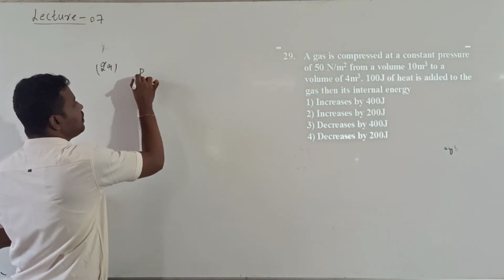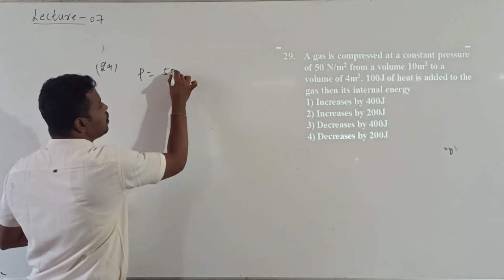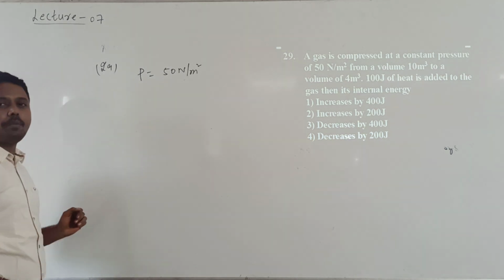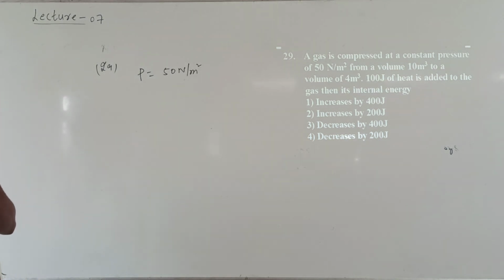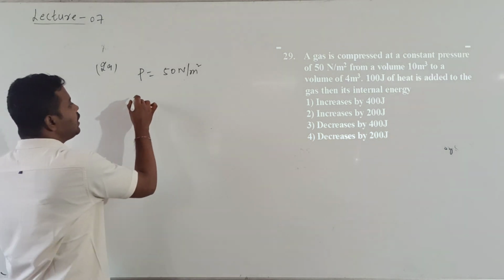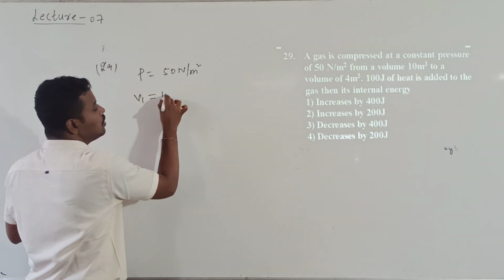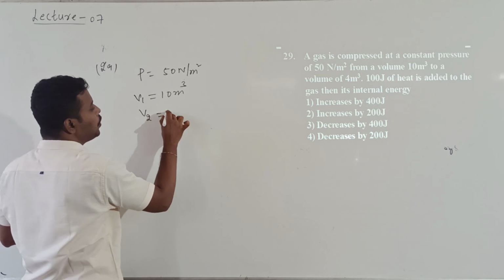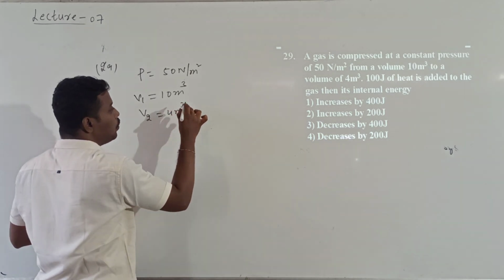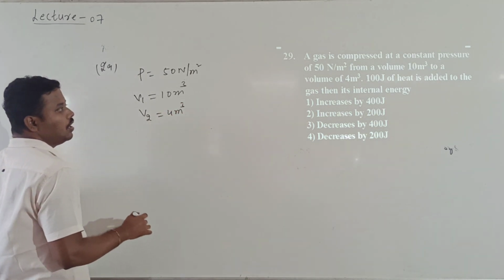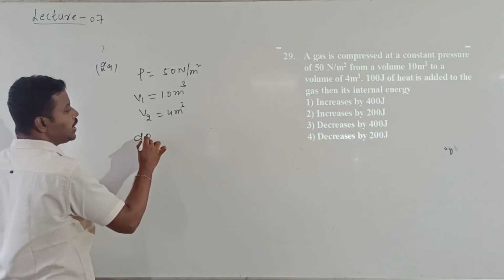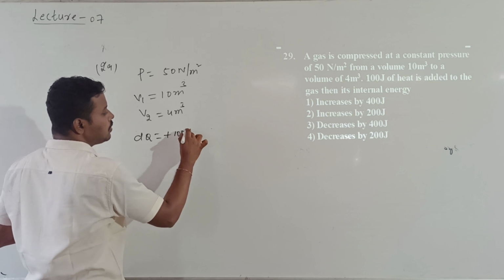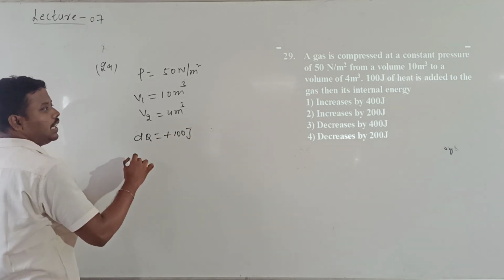So a gas is compressed at a constant pressure. Whenever pressure is constant, what is the process name? That is called an isobaric process. Now, Newton per meter square. So volume is changing from where to where? V1 value 10 meter cube to V2 value 4 meter cube. Volume is decreasing. Work is done on the system. How much heat is added? So dQ value, heat added means plus only. That is 100 joules.